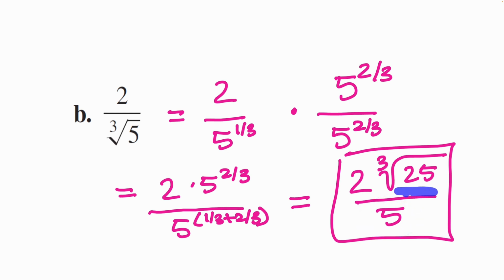And we can't pull this 25 out. We could if it were a square root, but because it's a cube root, we can't pull it out. So there's nothing we can pull out there.